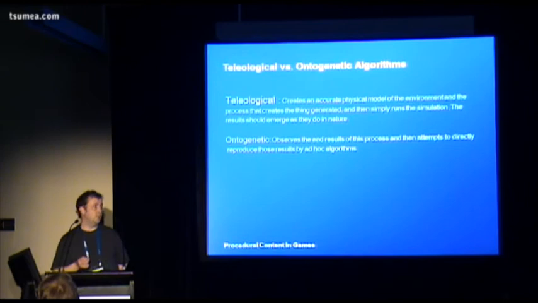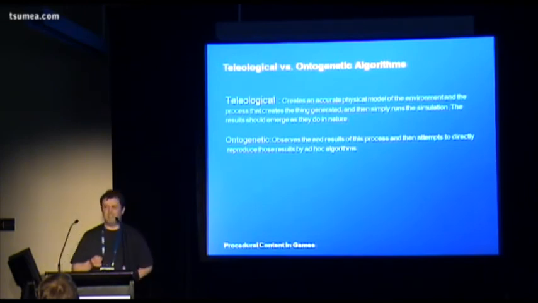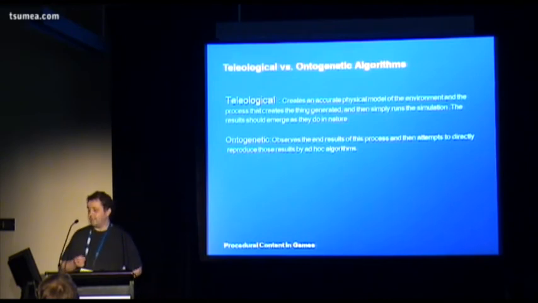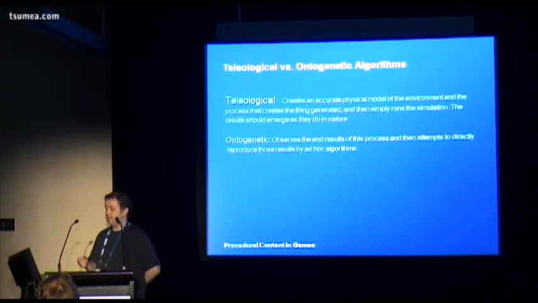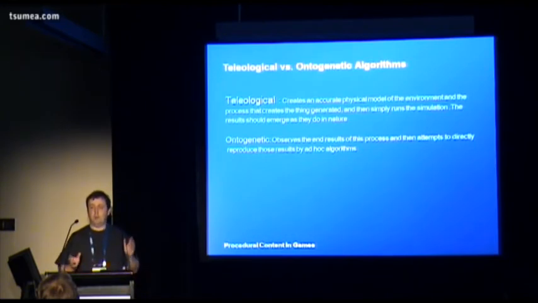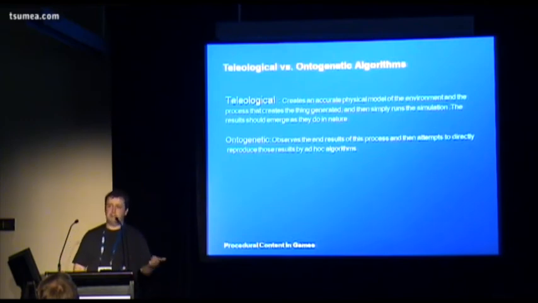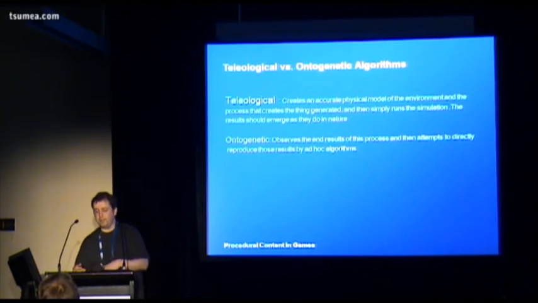The second type is probably more useful to what we do in the games industry. It's ontogenetic. They're really funny words. This observes the end results of a process and then attempts to directly reproduce it. So it's basically saying, okay, this looks like a human. What kind of things can we do to make a human look like a human? Rather than going down to the level of DNA, it works the opposite way around, and hopefully you'll get results which are human-like.